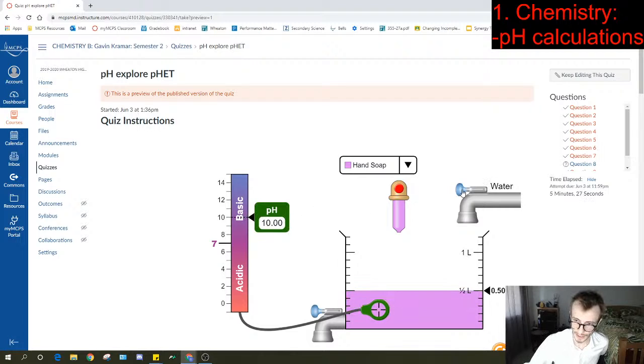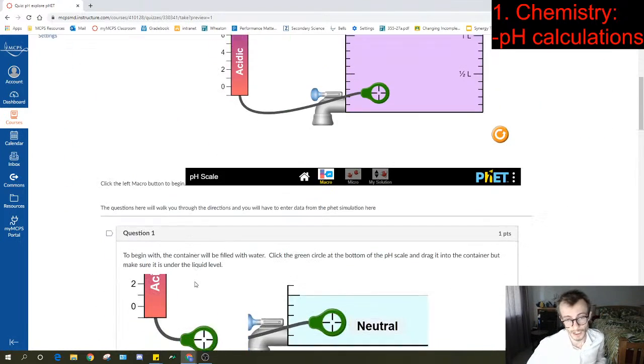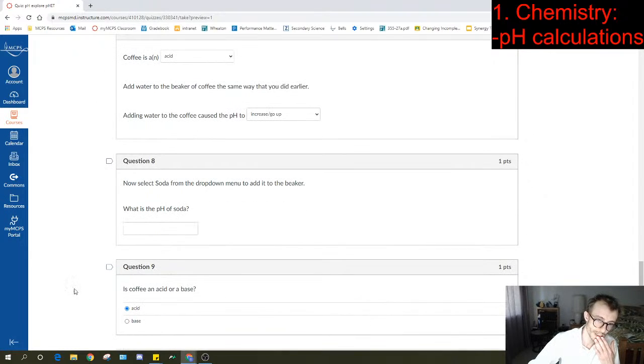Hand soap is a pH of 10. If I add water, is it going to go up or down? Well, it looks like it's going down. It's a bit of a conundrum, really. Oh, pH of soda, I forgot. I think it was 2.5.